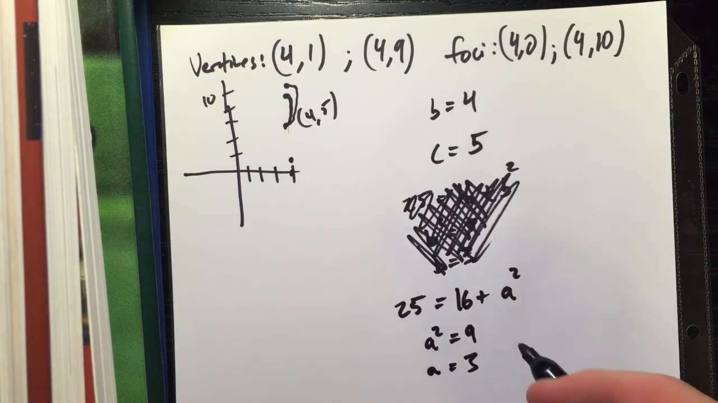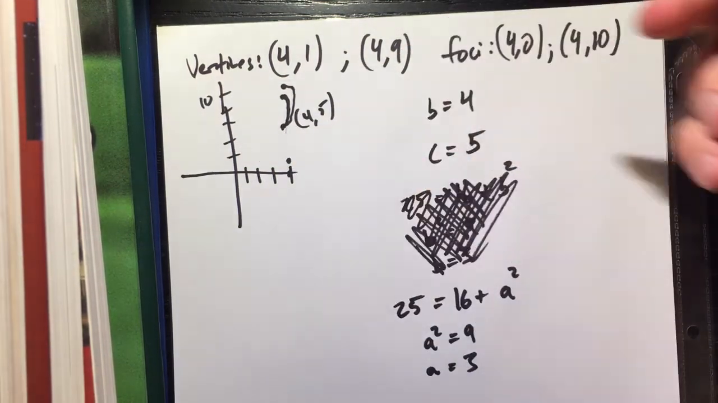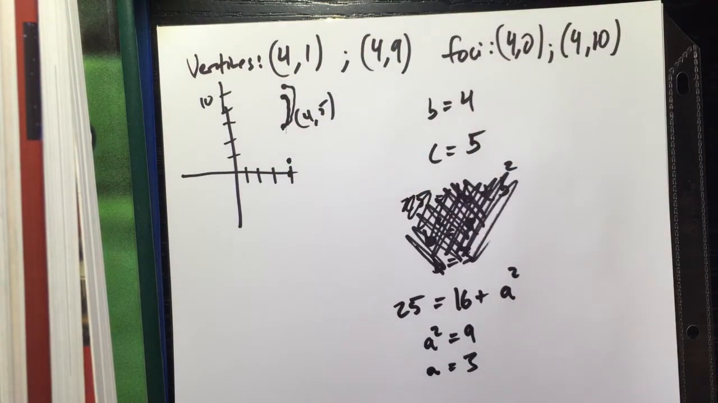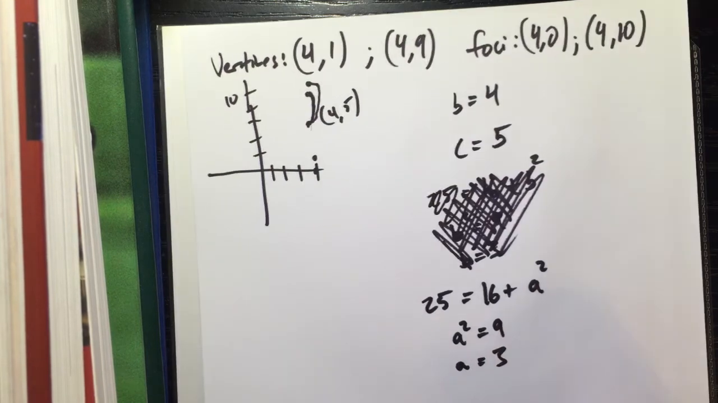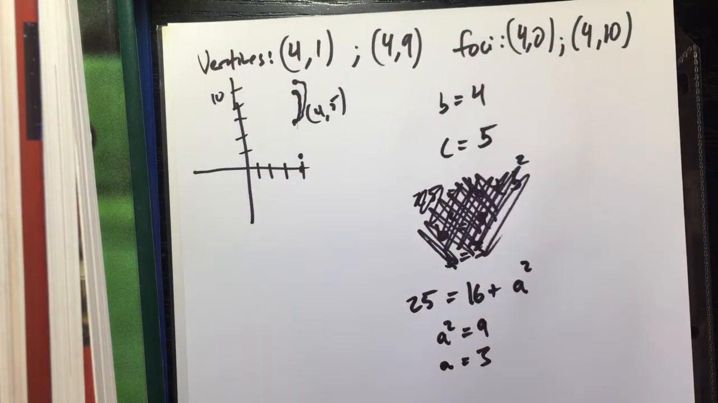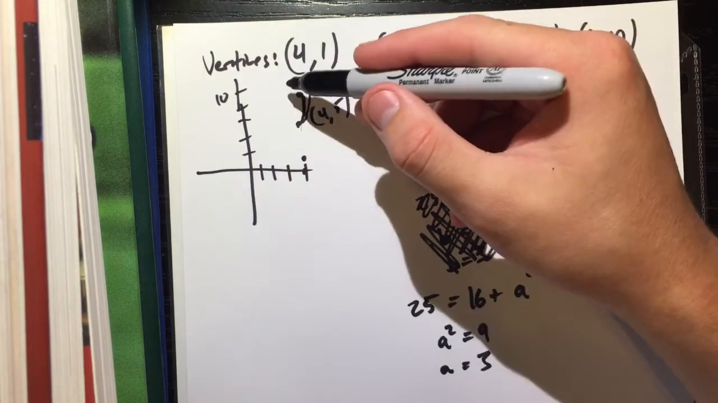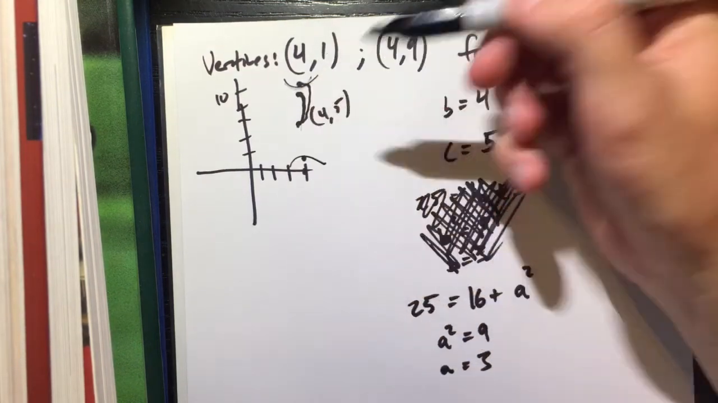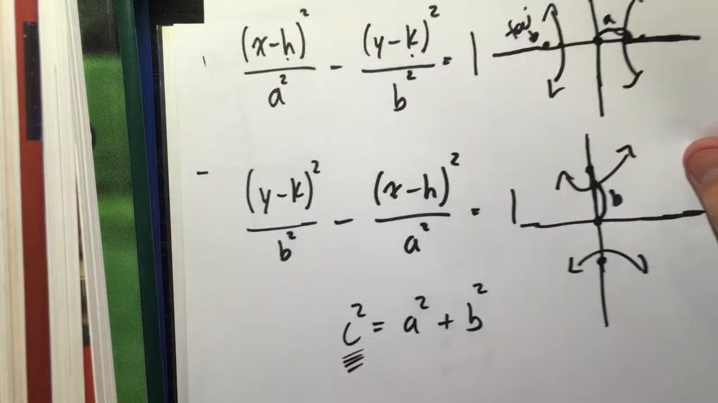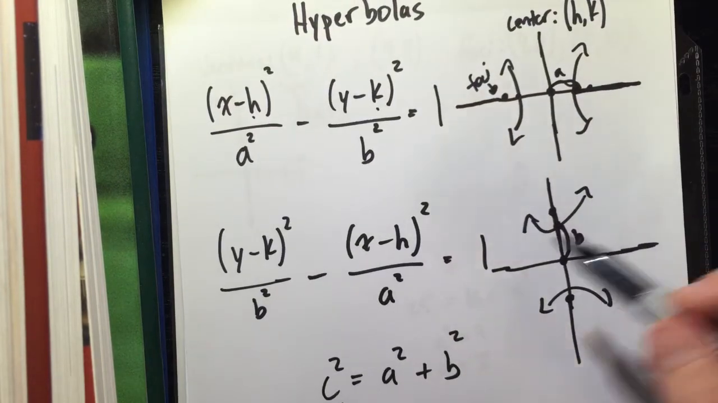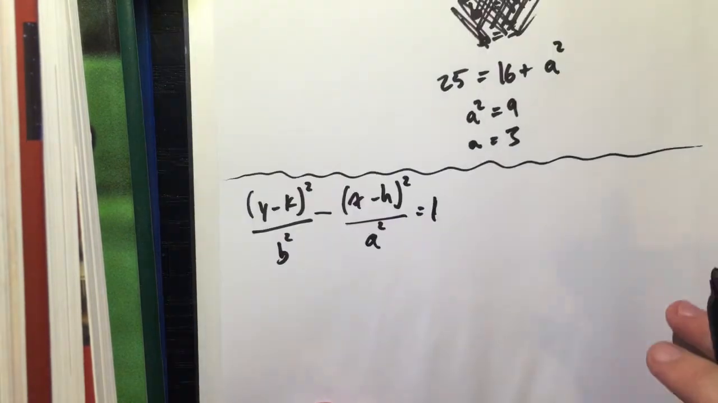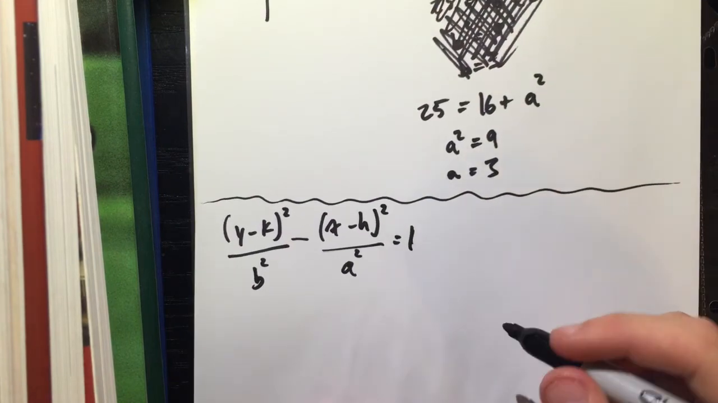So I could plot a on the graph, go 3 over and put a point over here and 3 over in there, but it's only asking me for the equation. So I'm going to plug it in to the equation, which is, in this case, the foci are on the y-axis. So I know that the graph opens up and down. So I'm going to take my formula and see the graph opens up and down, then y squared comes first.